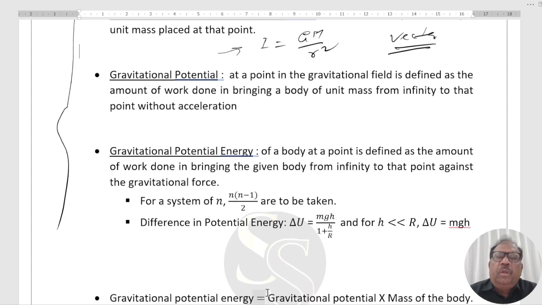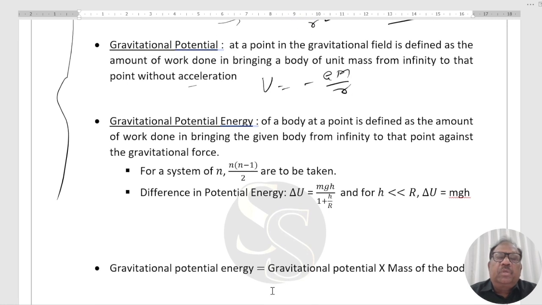What is gravitational potential? At a point in the gravitational field, it is defined as the amount of work done in bringing a body of unit mass from infinity to that point without acceleration. This is given by minus Gm by r. Gravitational potential energy of a body at a point is defined as the amount of work done in bringing the given body from infinity to that point against the gravitational force. This is given by U equals minus Gm1m2 upon r.